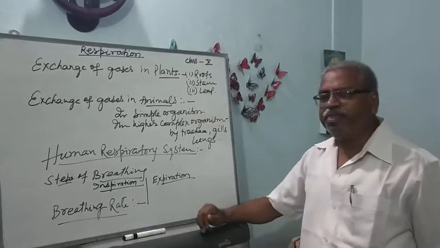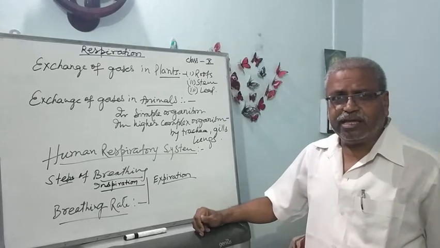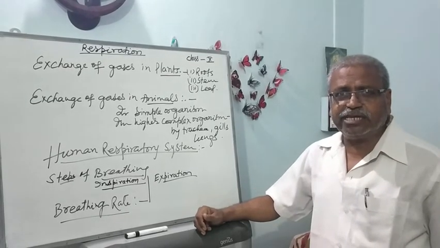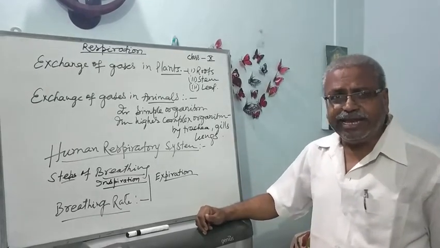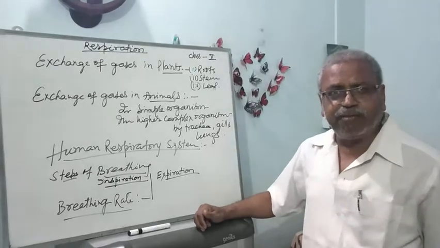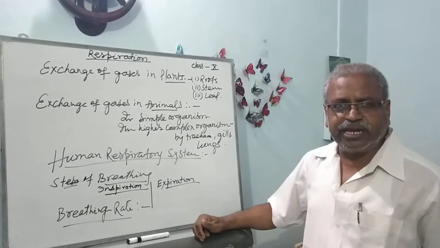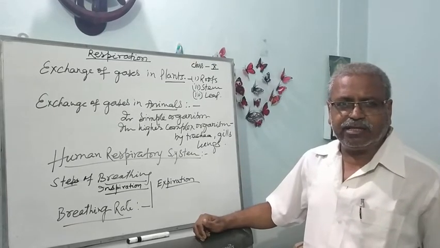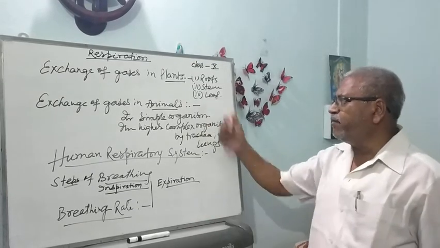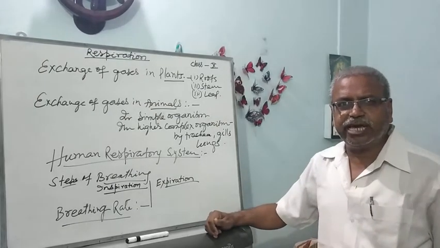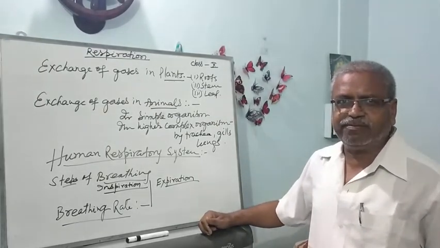In the stem, gases are exchanged through the lenticels present in the bark of the stem. Lenticels are permanent apertures. In the leaf, gases are exchanged through the stomata.